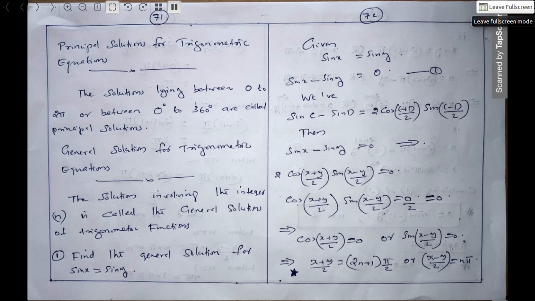So what is a principal solution? It means the solutions lying between 0 and 2 pi. We know that 2 pi means 360 degrees. So particular values which are lying between 0 and 2 pi, or between 0 and 360 degrees, are called principal solutions for trigonometric functions or trigonometric equations. That is, principal solutions are angles which are lying between 0 and 360 degrees.